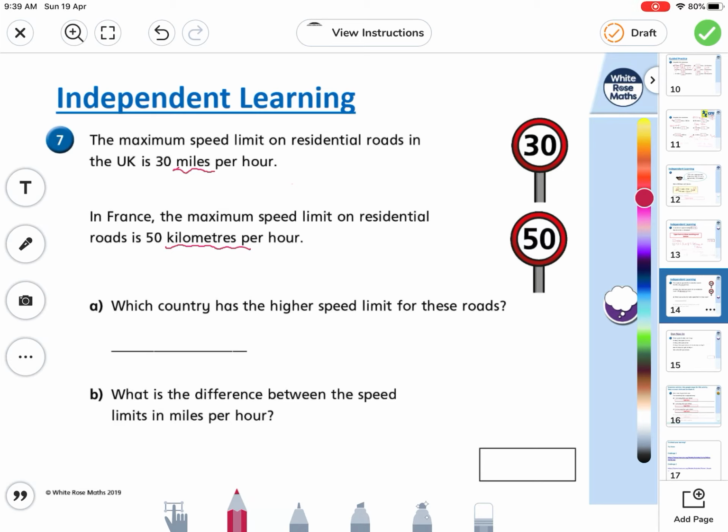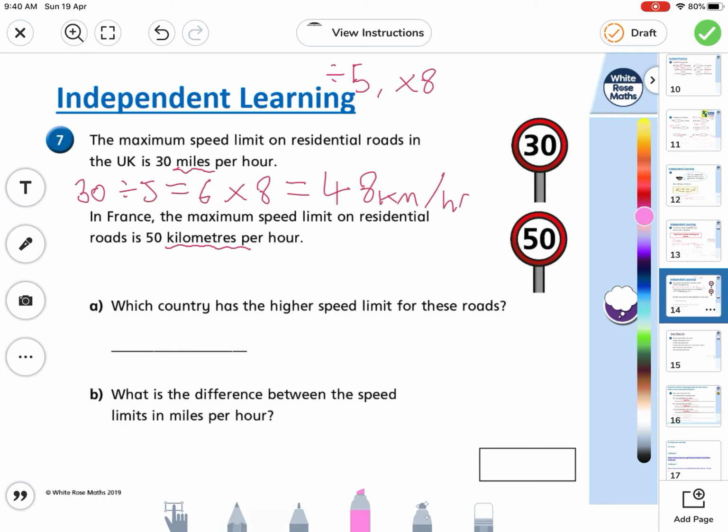First of all, I'm going to change the UK to kilometers per hour. So 30, remember, from miles to kilometers, we divide by 5 and multiply by 8. So 30 divided by 5 equals 6. 6 times 8 equals 48. So it'd be 48 kilometers per hour. So the UK has a 48 kilometers per hour speed limit.